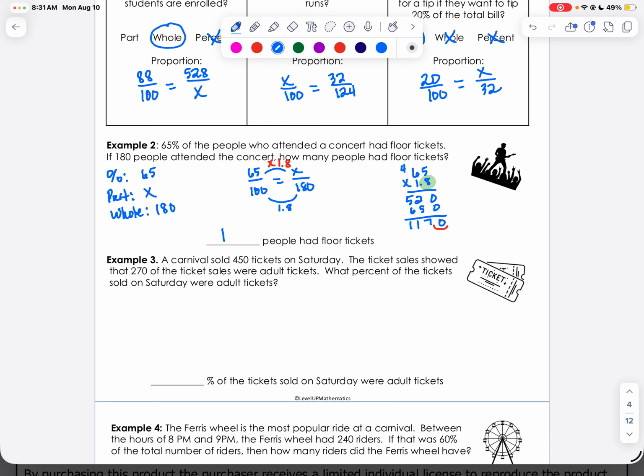So 117 people had floor tickets. You might have been tempted to answer 1,170, but that would not be a logical answer because they told us that only 180 people attended the concert. There's no way over 1,000 people could have had floor tickets because there were only 180 people total there. So make sure your answer is logical.